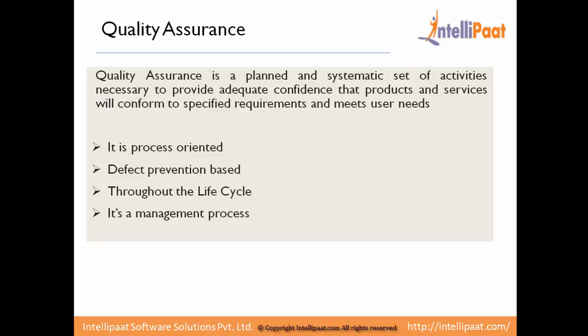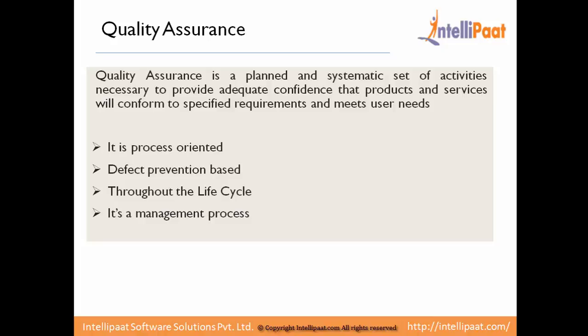So let's see, what do you mean by quality assurance? Quality assurance is a planned and systematic set of activities necessary to provide adequate confidence that products and services will conform to specified requirements and meet user needs. Like what we just mentioned in the earlier point, the quality assurance will ensure that whatever has been specified in the requirement, the actual application meets the requirement specification 100% exact, accurate, complete, and then only would it certify that the application can be used.